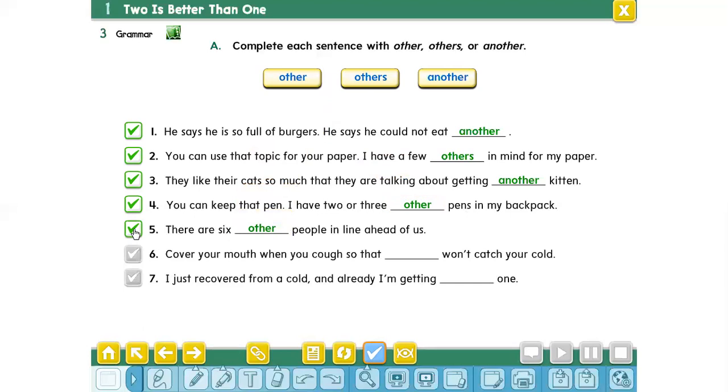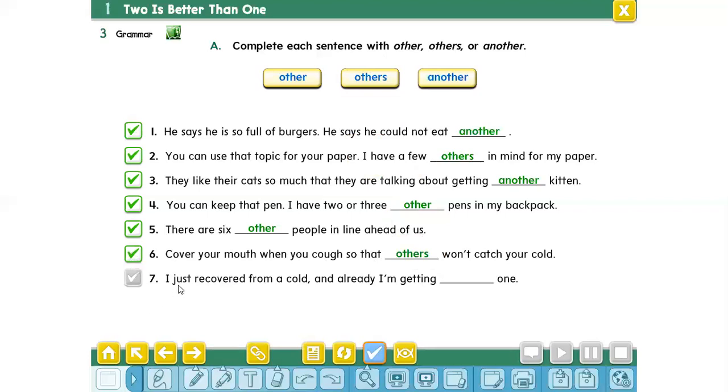Cover your mouth when you cough so that others won't catch your cold. You have to cover your mouth when you cough. Why? Because so that other people won't catch your cold. But here I can't find the word people, so I can't use other. Why? Because it must be followed by people or a noun like that. But here, others is the correct option. Yes, others, with other people.